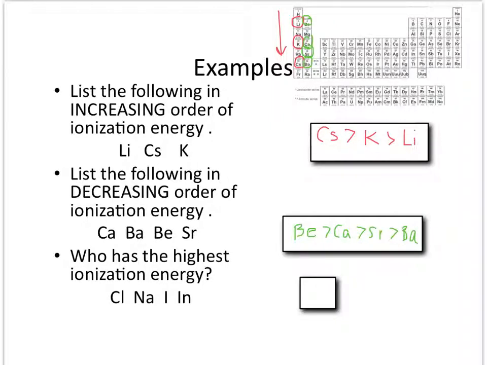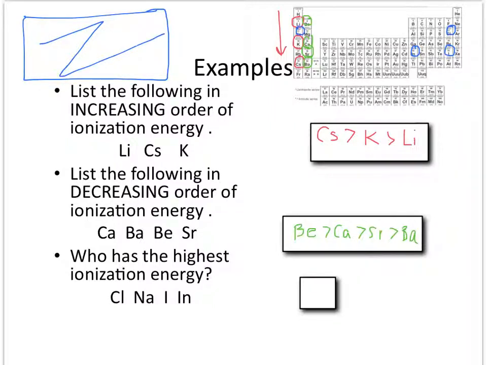The last example asks us to find who has the highest ionization energy between chlorine, sodium, iodine, and indium. Notice that these elements are not in a pure period or group trend like we've seen in the past. They are actually kind of scattered about. So there's a diagonal trend that we can look at to help us make this prediction. It's called the Ire of Zorro. I want you to draw this somewhere in your notes.